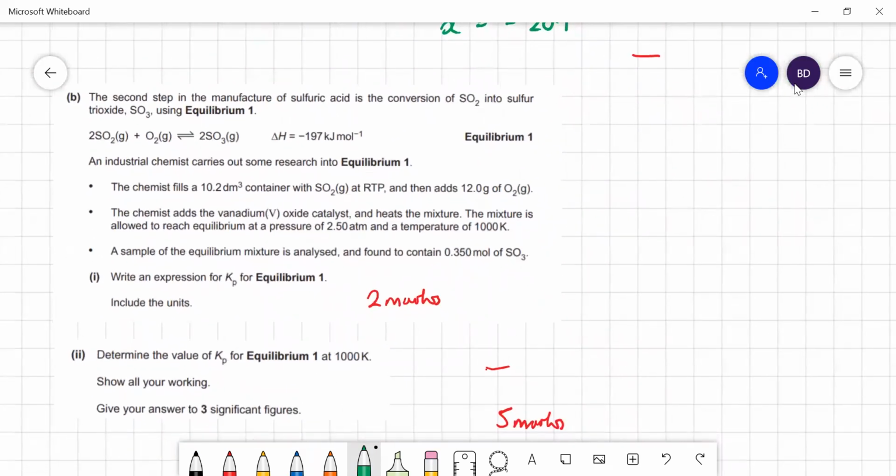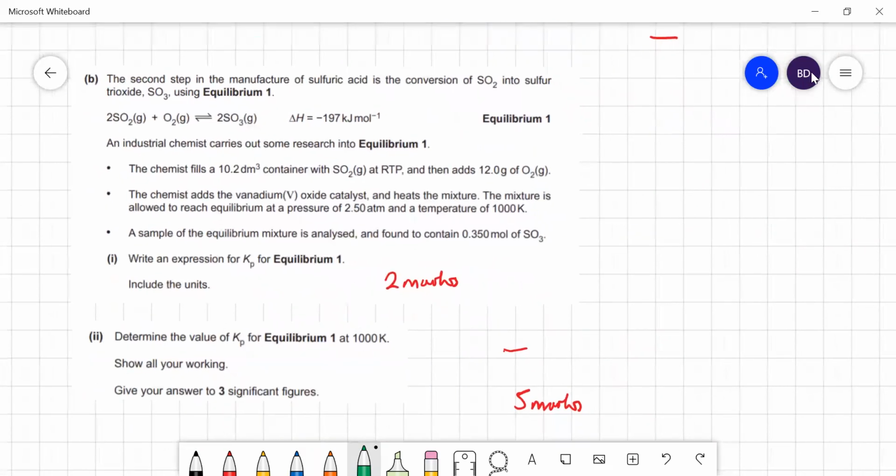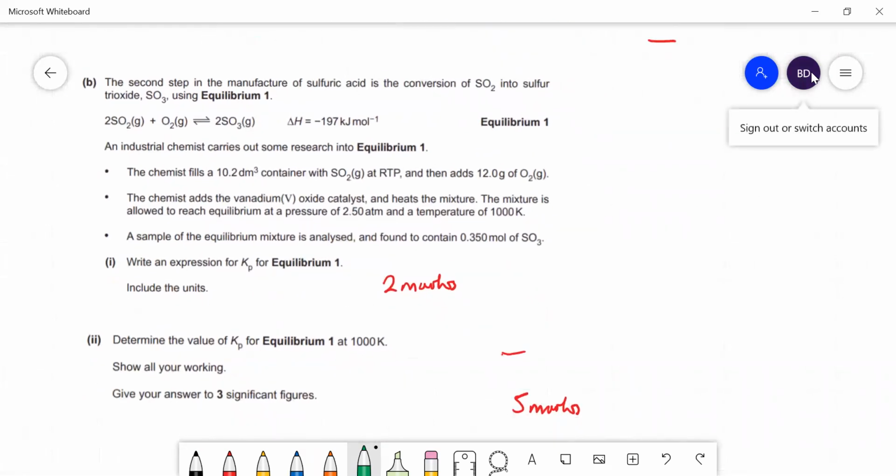Right, now here's a question about equilibrium. In the second stage, we've got this equilibrium reaction, SO2 reacting with oxygen to form SO3. It tells us we start off with so much SO2 and so much oxygen. We had a catalyst. We know the pressure of the container. And when the equilibrium mixture is analyzed, it contains 0.35 of SO3. So we've got to write an expression for Kp. Let's do that first of all and then the next bit, we're going to have to work out what Kp is.